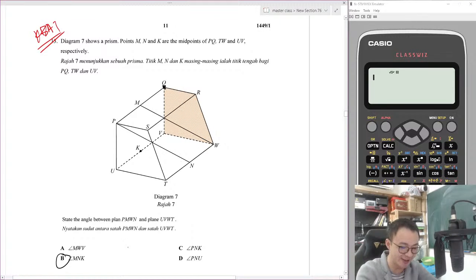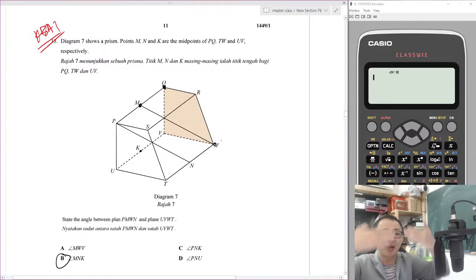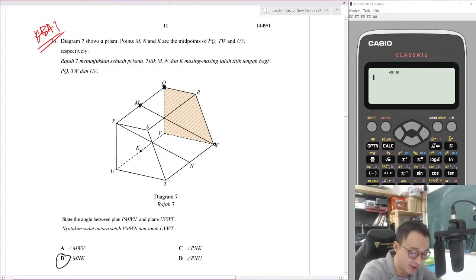You cannot say it's MWV. Why cannot say MWV? Because I see some students actually saying A, right? Because M to W is cross to the other side. Because you want to be at the same plane. So that means if I draw a plane over here, I draw a plane exactly like that. Let me color my plane.